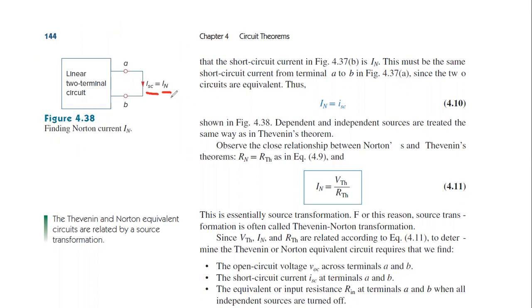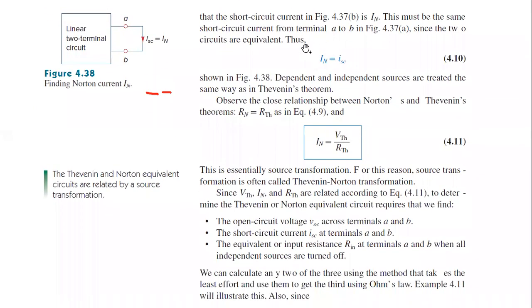So now you need to find IN. How are you going to find IN? You can find IN by doing it like this. Dependent and independent sources are treated the same way as in Thevenin's theorem. Observe the close relation between Norton's and Thevenin's. The Rn and Rth are both the same.